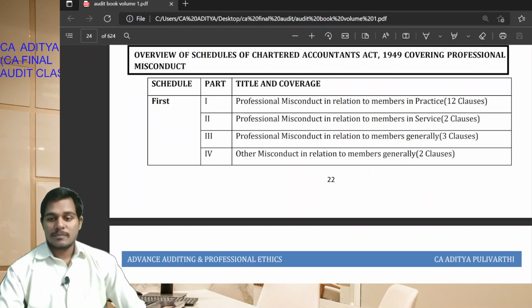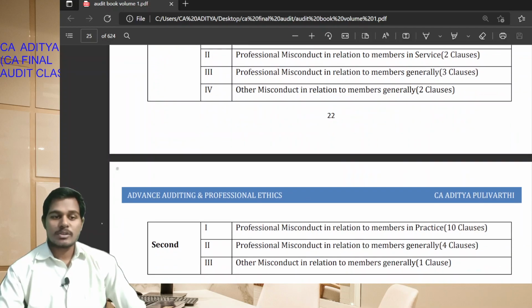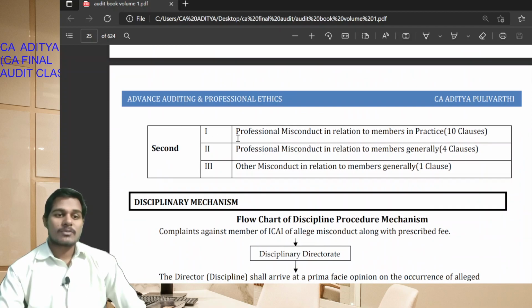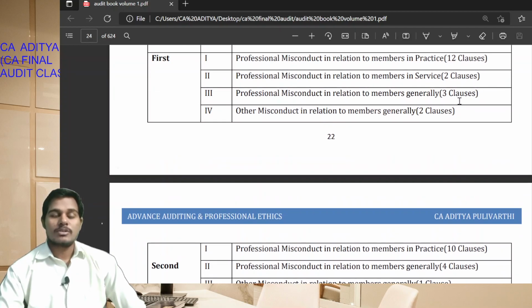Okay students, the second schedule consists of three parts: Part 1, Part 2 and Part 3. Part 1 consists of professional misconduct in relation to members in practice. In that there are 10 clauses. In professional misconduct in relation to members generally, both members in practice and members in service are covered, and there are 4 clauses in it. Other misconduct, that is not professional misconduct, has one clause. So there are two schedules: in the first schedule there are 4 parts, and in the second schedule there are 3 parts.